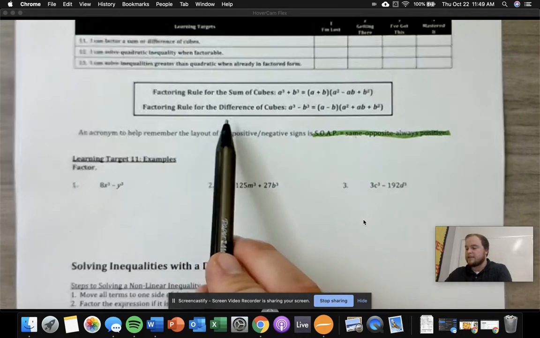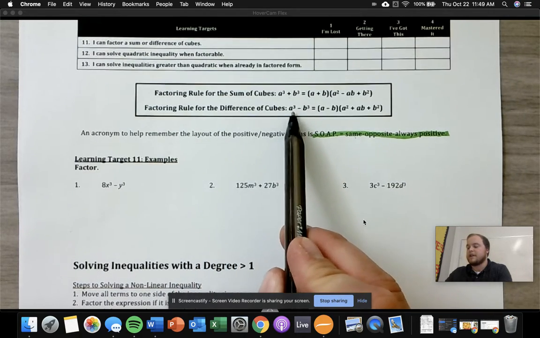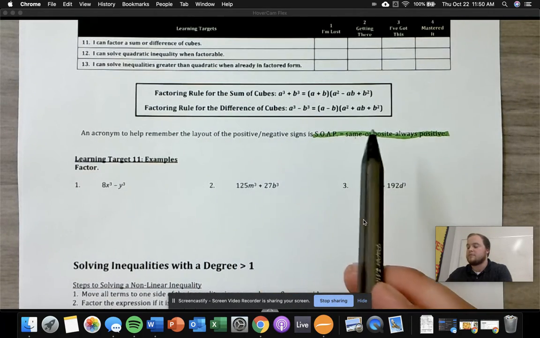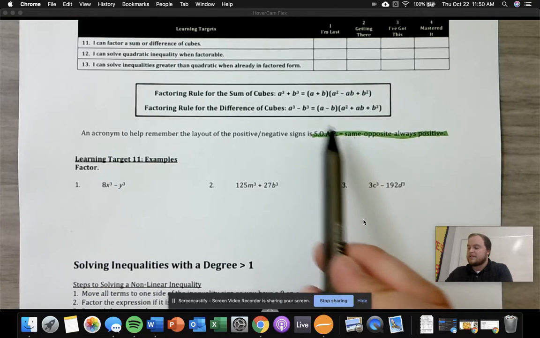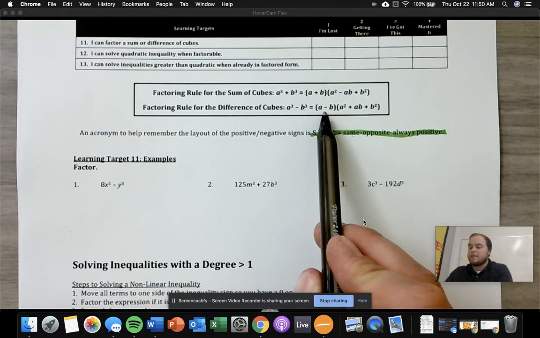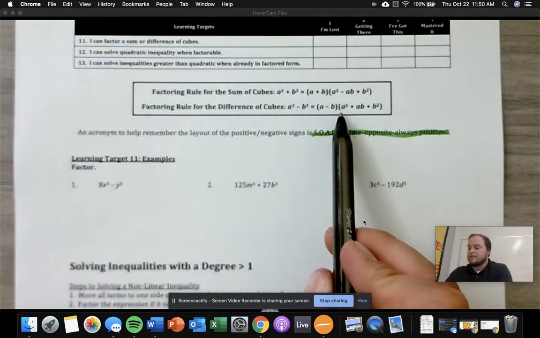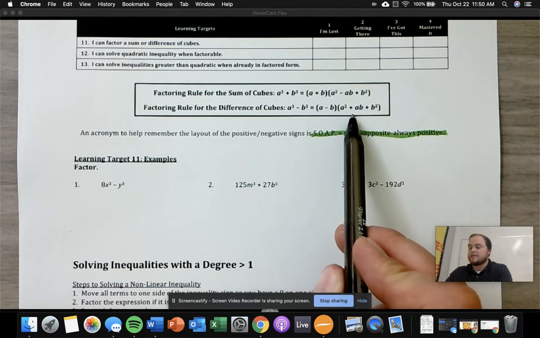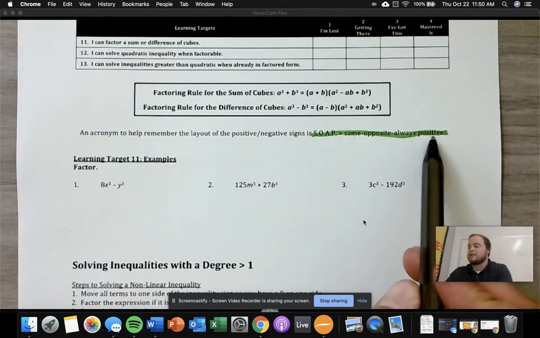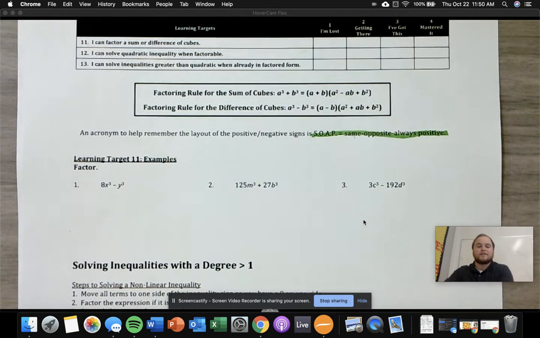So if we're looking at the difference of cubes, we have a cubed minus b cubed. It's going to be the same, so the first one is a minus b. Then it's opposite, so it's going to be a squared plus a times b. And then the last one, again, is just always positive.